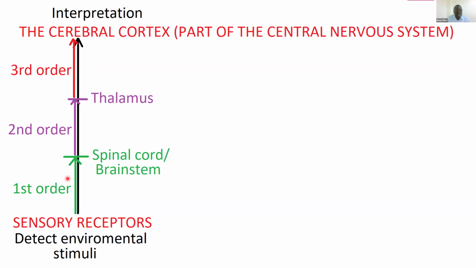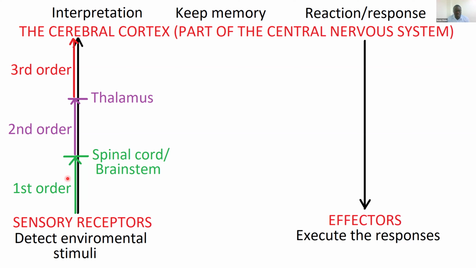At the cerebral cortex, the sensation will be interpreted. Some memory will be kept about the sensation, and importantly, a reaction will be provided. The reaction that's being provided is a response that the central nervous system creates that needs to be relayed backwards down to the effectors. And so this is what we want to discuss. We've already discussed sensory systems, but now we want to discuss the motor systems.